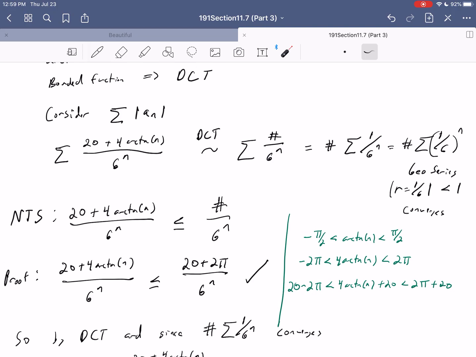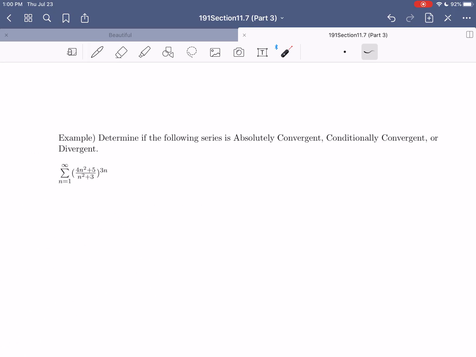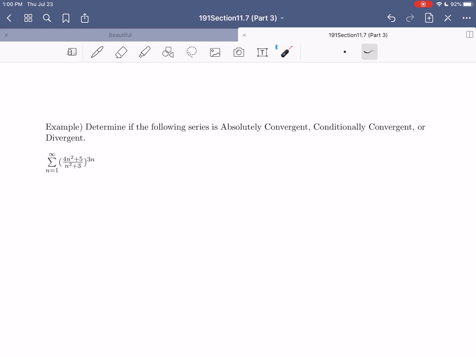All right, only got a couple more to look at here. Let's go ahead and take a look at this guy. We've got the sum from n equals 1 to infinity of 4n squared plus 5 over n squared plus 3, all to the 3n. Looks pretty complicated, but notice everything is to the 3n there. So we have a single term to an f of n power, in this case 3n. That tells us this is a prime candidate for root test.